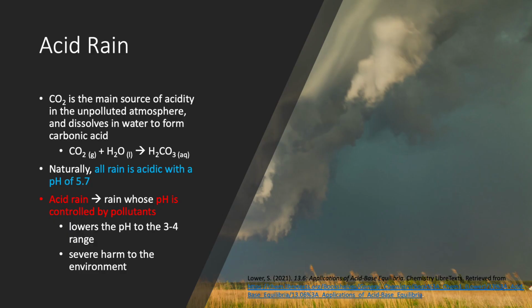Carbon dioxide is the main source of acidity for normal unpolluted atmospheres. It dissolves in water to form carbonic acid. Naturally, all rain is acidic with a pH of 5.7. Acid rain is defined as rain whose pH is controlled by pollutants that lower the pH to the 3-4 range, causing severe damage to the environment.